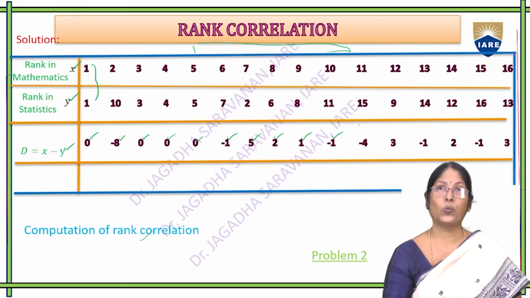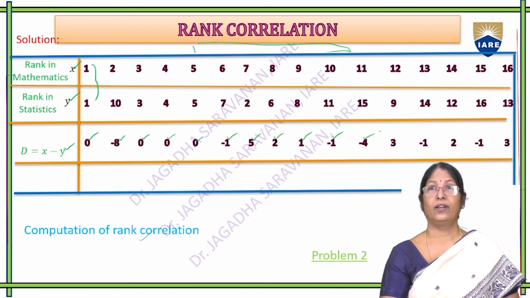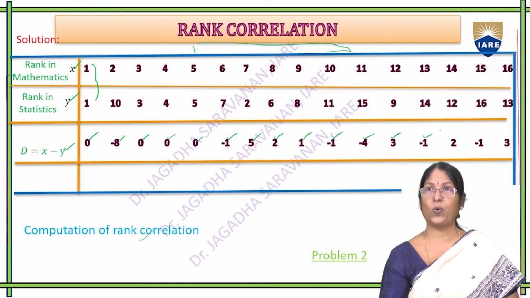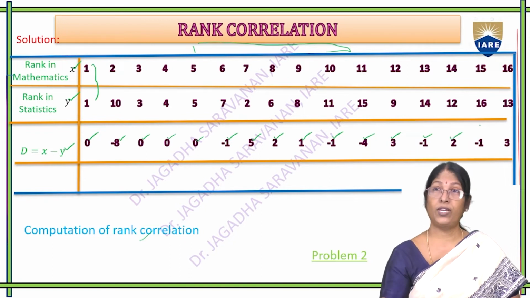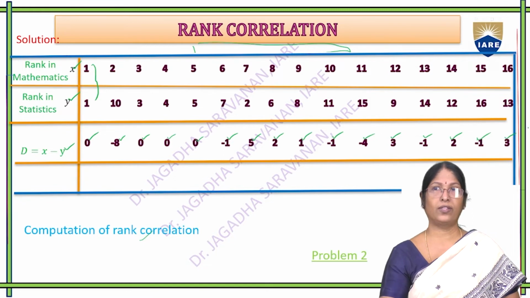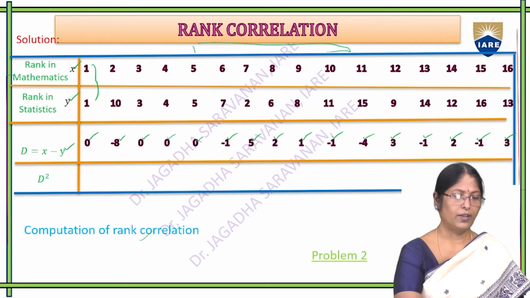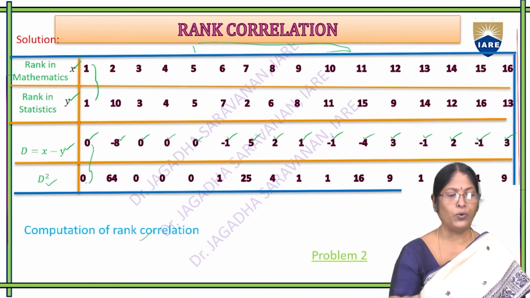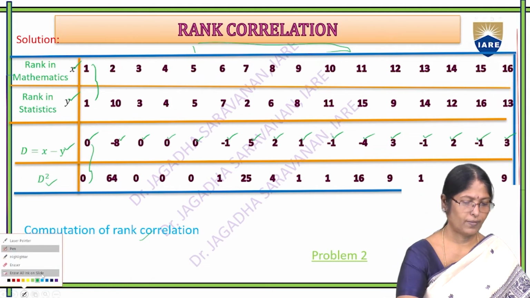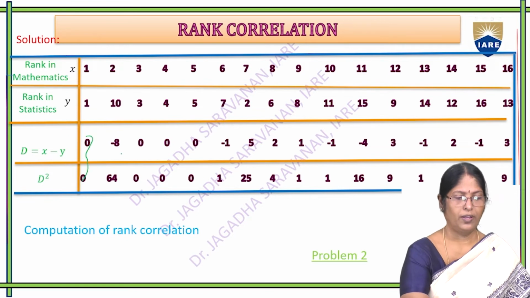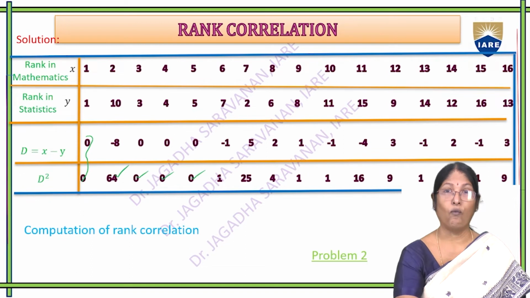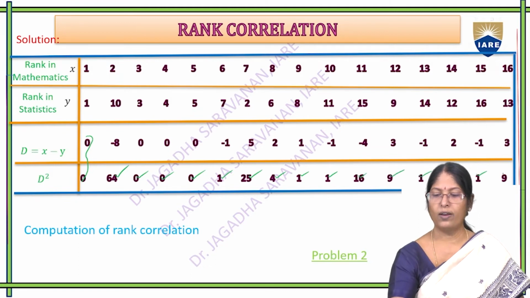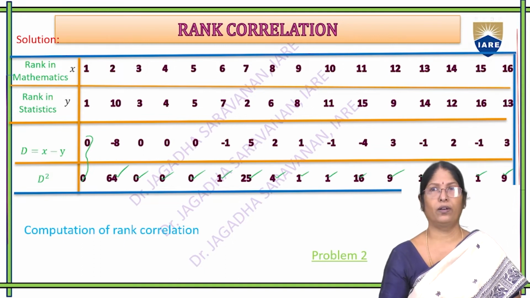Here 10 minus 11, minus 1. We are just doing the subtraction. 11 minus 15, minus 4. 12 minus 9, 3. 13 minus 14, minus 1. 14 minus 12, 2. 15 minus 16, minus 1. 16 minus 13, 3. The next one is d, we found it. Now d square, we have to do the squaring. So here: 64, 0, 0, 0, 1, 25, 4, 1, 1, 16, 9, 1, 4, 1, 9. So completely d square we found.